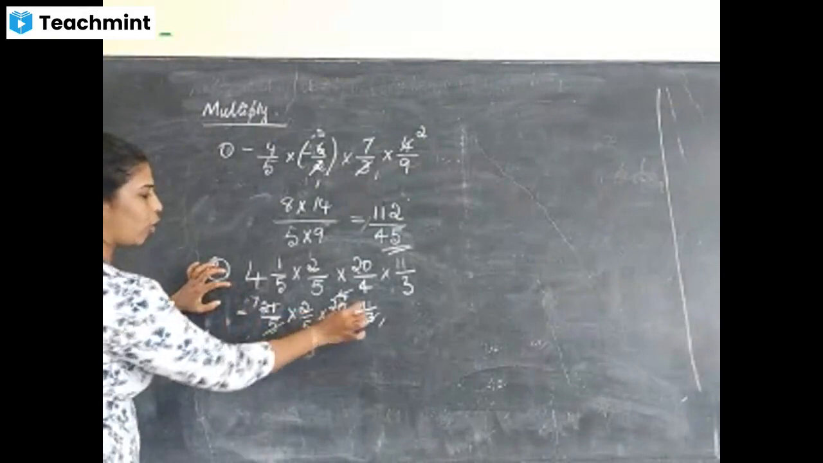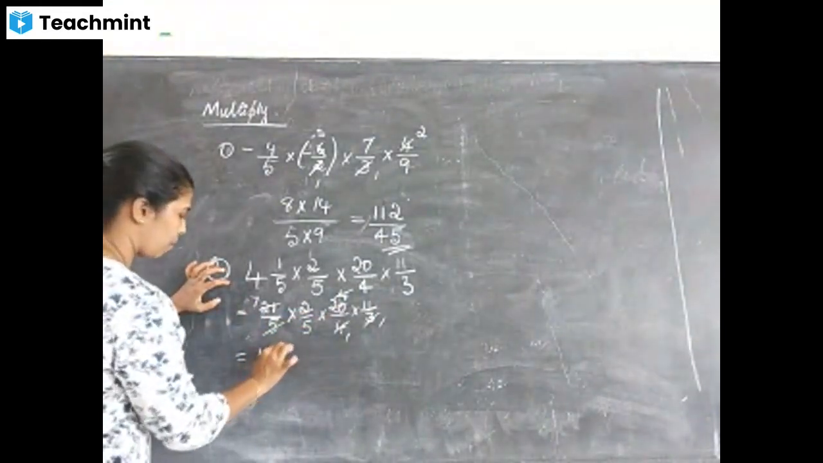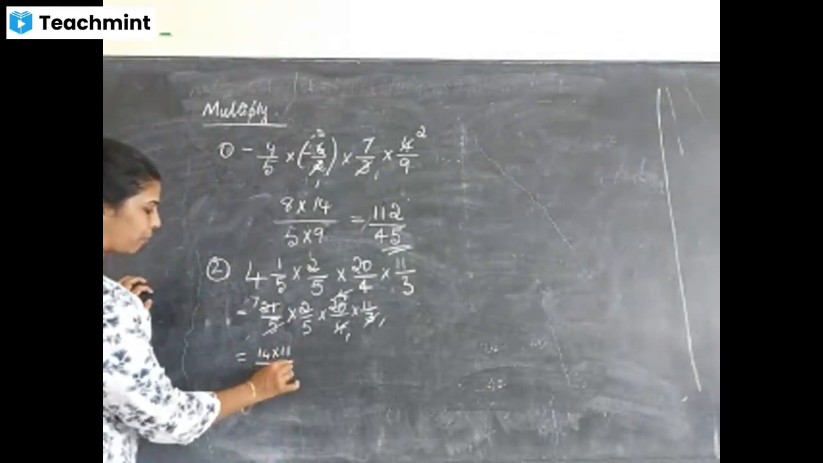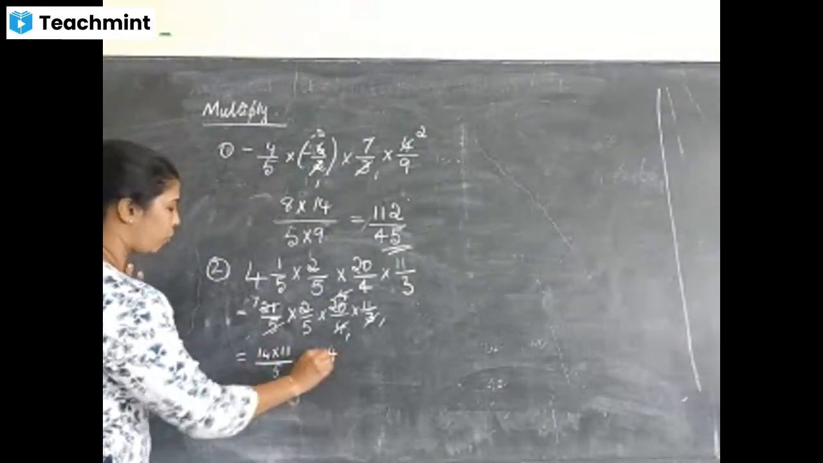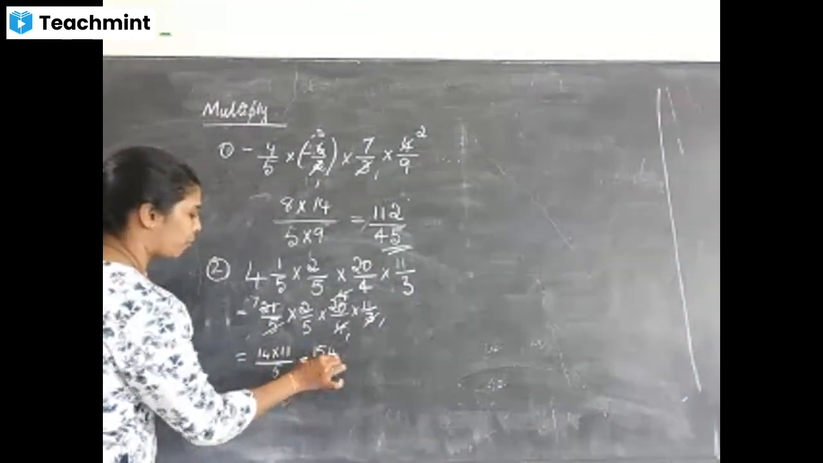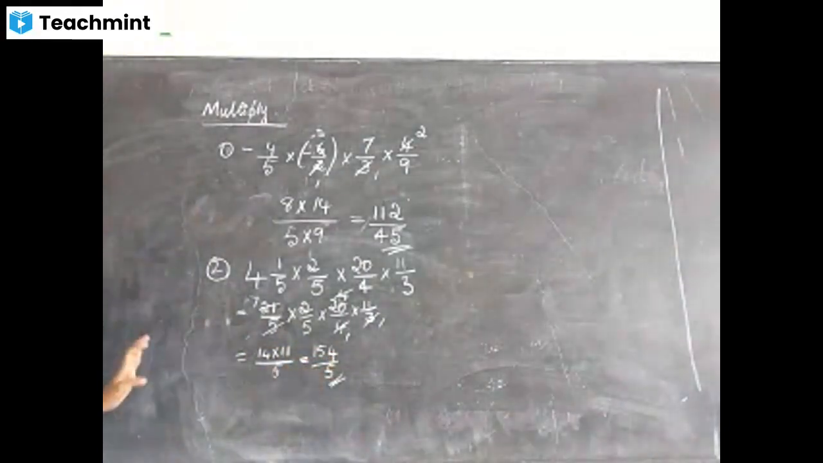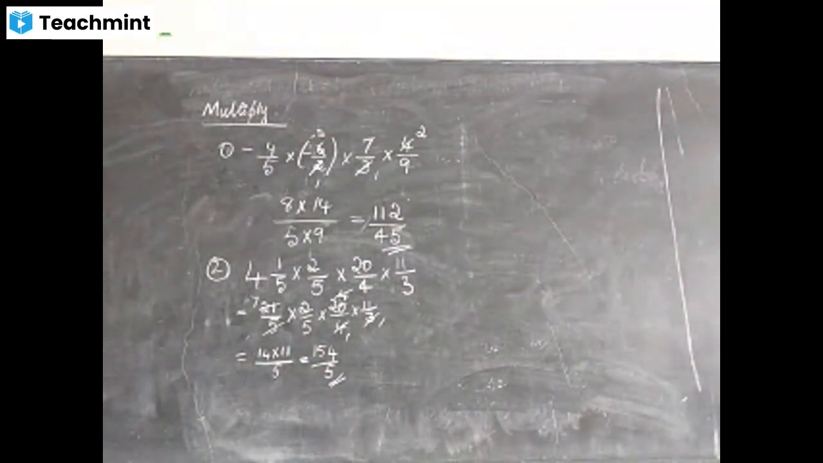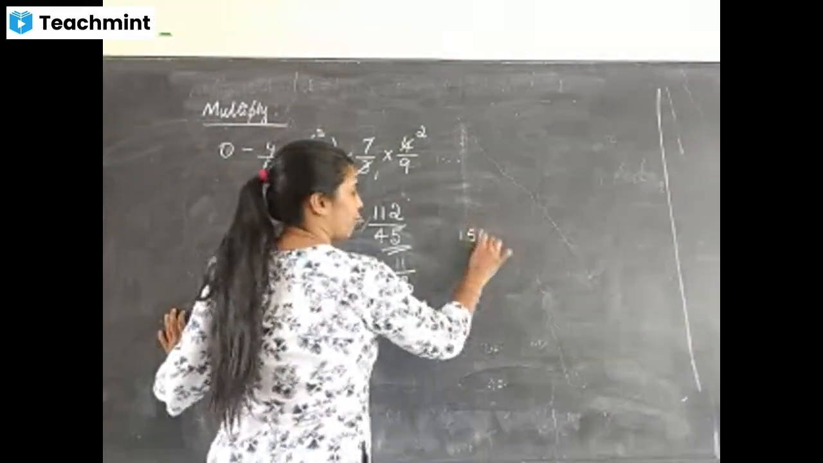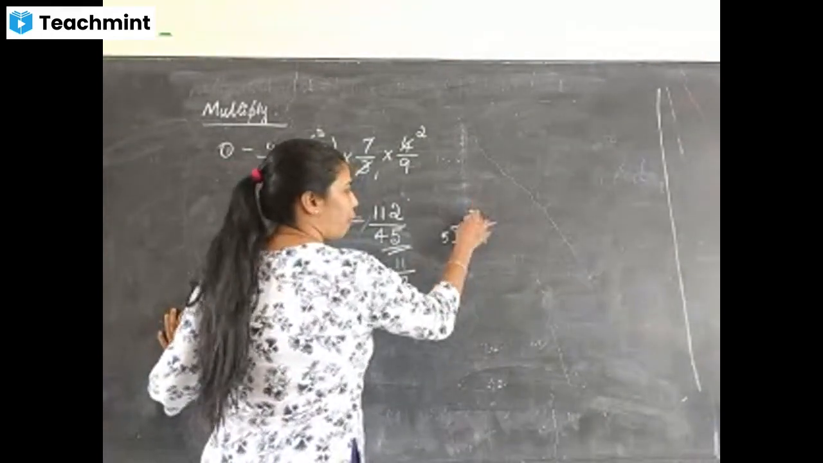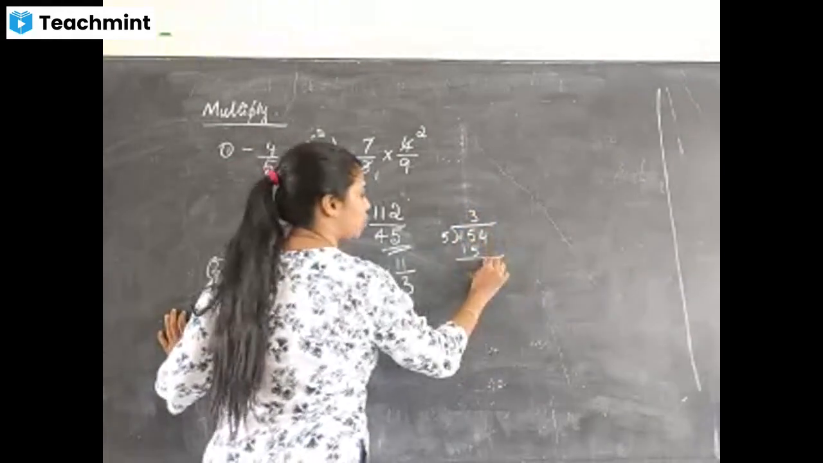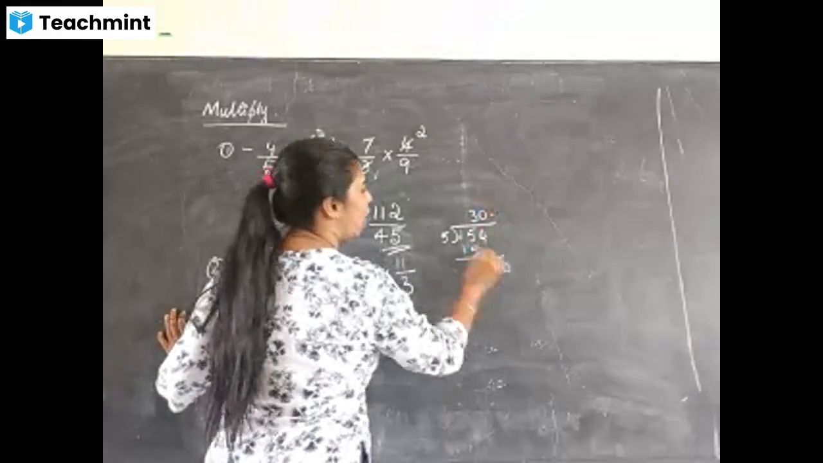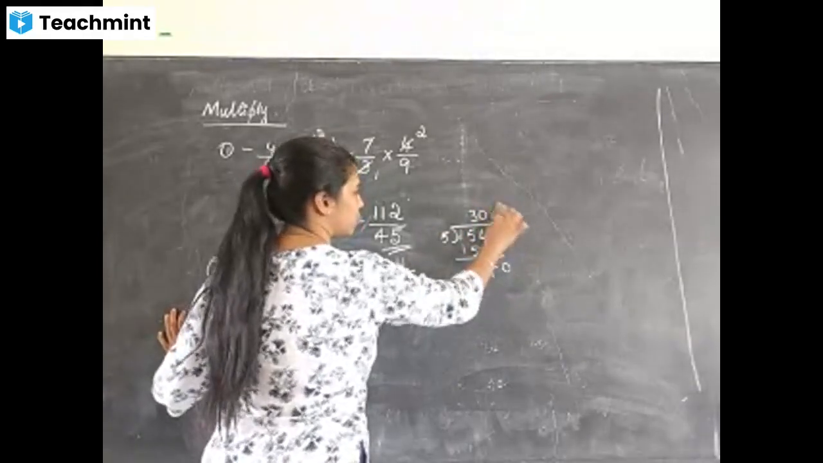7 2s are 14, 14 into 11. Here 5 remains only 5. 11 fours are 44, 11 ones are 11, plus 4, 15. So 154 divided by 5. You can convert the answer into a mixed fraction also. To convert to a mixed fraction we divide the numerator by the denominator. 5 3s are 15, 0, 4 comes. 4 is not going, 0. Take the point and take 0.